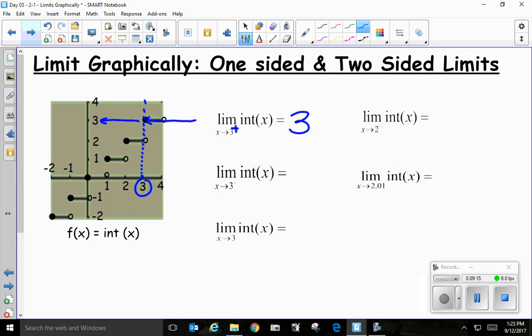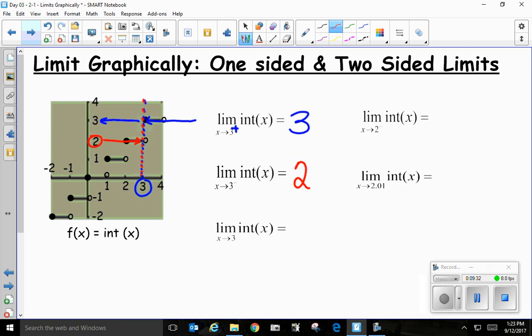Now, let's take a look as we approach the same line from the left side. It looks like it's approaching here. Isn't this where the graph is? It would approach the y value of 2. Right.